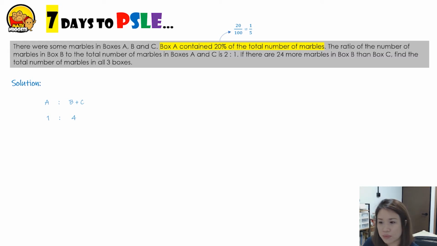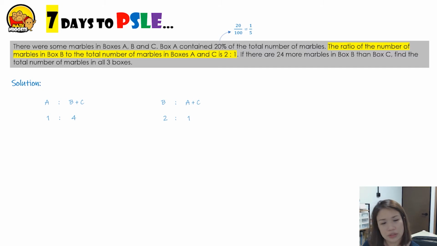Okay, 1:4. Next, the ratio of the number of marbles in B to the total number of marbles in A and C is 2:1. So the ratio would be B is to A plus C. That's 2:1.